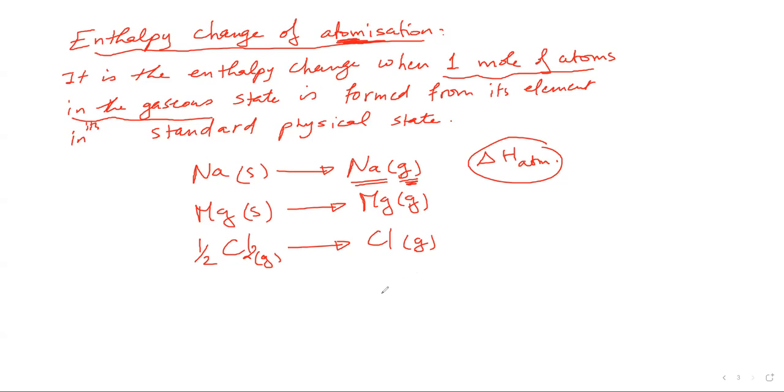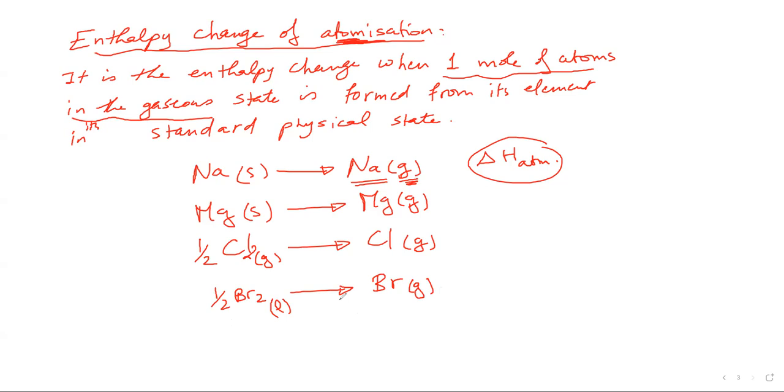Okay. For example, bromine. If I want 1 mole of bromine atoms in the gaseous state, it is formed from its element. So what is its element, Ahmed? Bromine. So it's half Br2. Excellent. And what is the physical state? It's a liquid. Excellent. Bromine is a liquid. And so we take half bromine.